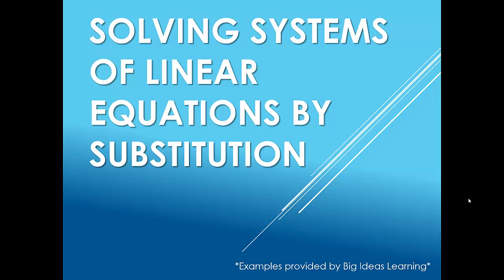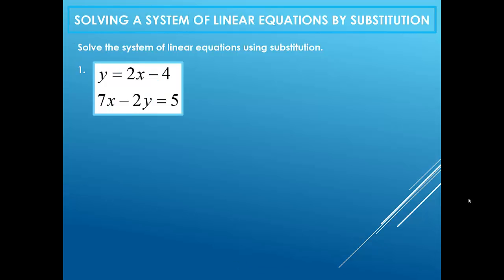Today's lesson is on solving systems of linear equations by substitution. So for number one, I'm going to solve a system of linear equations using substitution. My system of linear equations is y equals 2x minus 4 and 7x minus 2y equals 5.